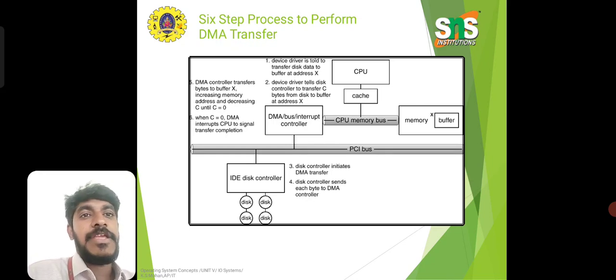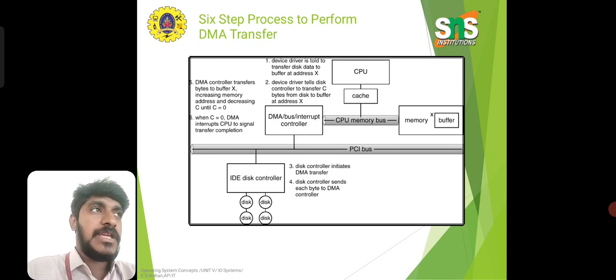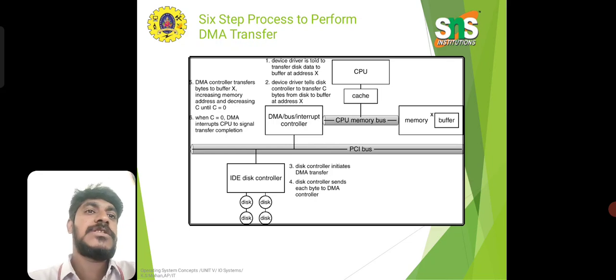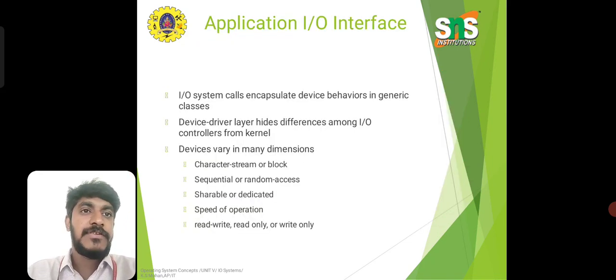Then the DMA controller transfers bytes to buffer X, increasing the memory address and decrementing the count C. So C equals 0. When C equals 0, DMA interrupts the CPU to signal transfer completion. That is what we are covering here: memory, buffer, CPU cache, DMA bus, interrupt controller, the disk controller followed by the memory buffer. So these are the 6 steps to perform DMA transfer.